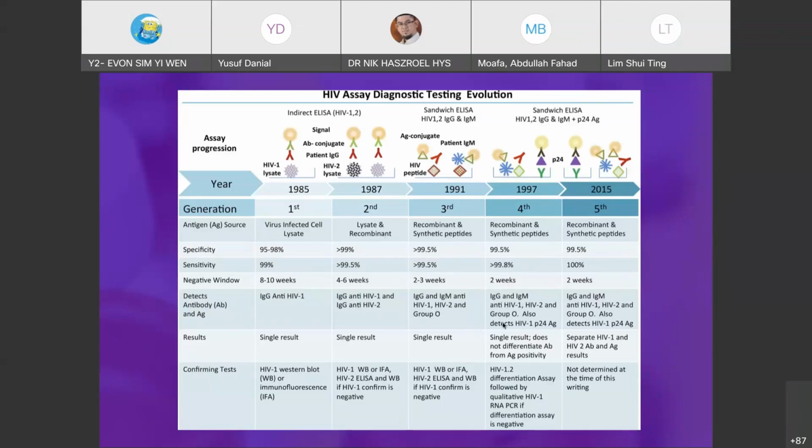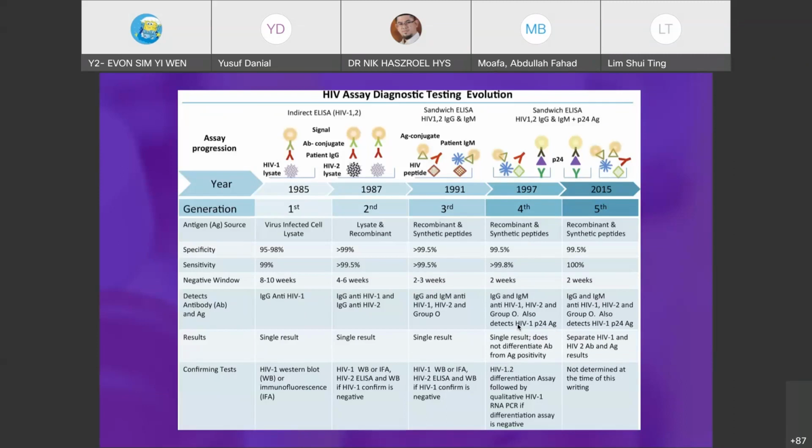So what's special about the fourth generation is that it can test the P24 antigen. That's one of the reasons why it has a negative window that is smaller than third generation. So the results of fourth generation, or most of these tests, do not tell you whether it's antibody or antigen. They don't tell you whether the person has antibodies or antigen that caused the positivity. So it's either just reactive or positive or negative.